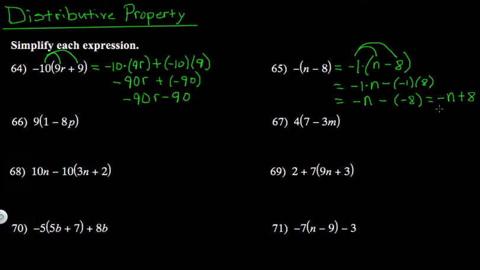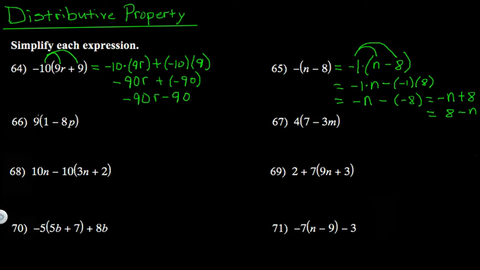And if you are a particular mathematician type of person, you can rewrite this as 8 minus n. All right, all of these are correct. But this is how the strict mathematician would probably write it, as 8 minus n rather than negative n plus 8, but they're the same thing. All right, that's the distributive property. Let's look at another example.